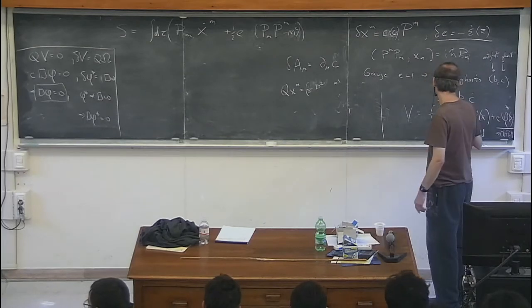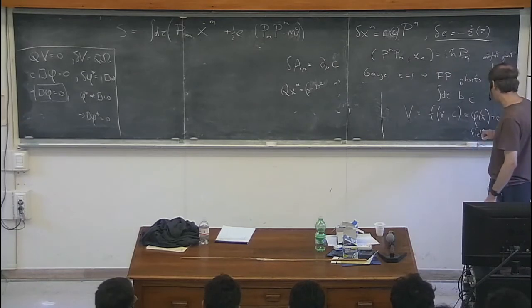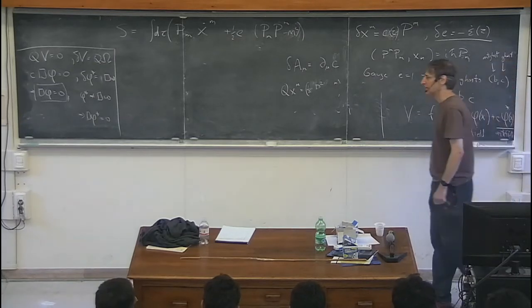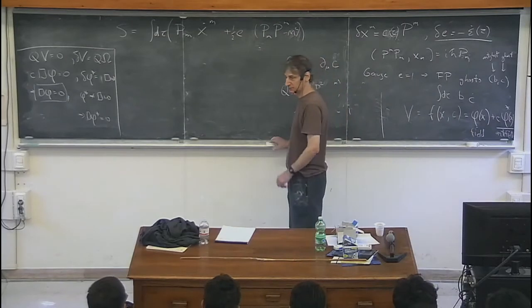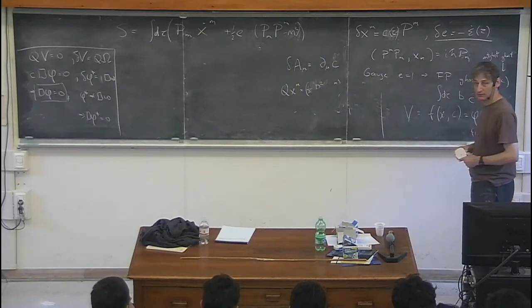So the question of what you're calling ghost number 0 is in some sense arbitrary. I could have called this ghost number 1 and then this would be ghost number 2. But why ghost number 0 is the physical states, I don't have a good answer. There might be a good answer, but I don't know it. Any other questions?